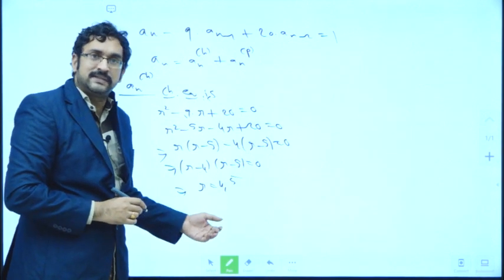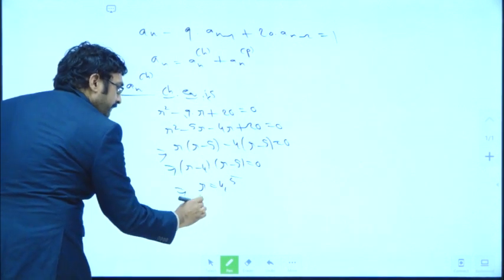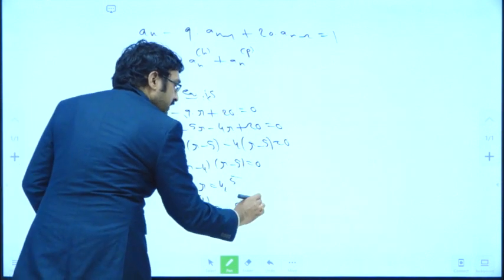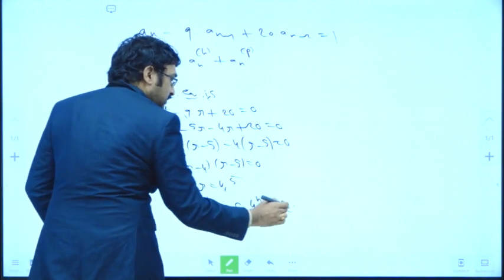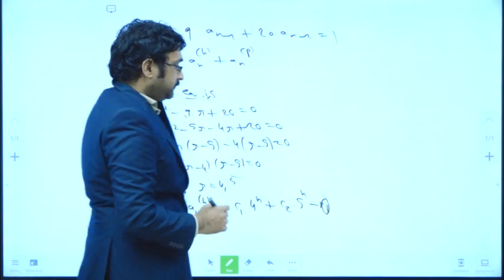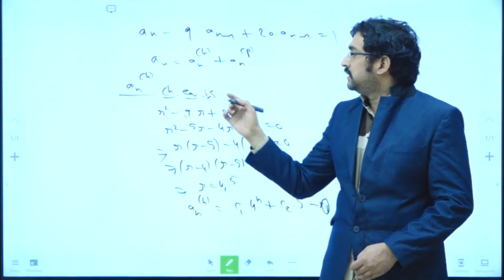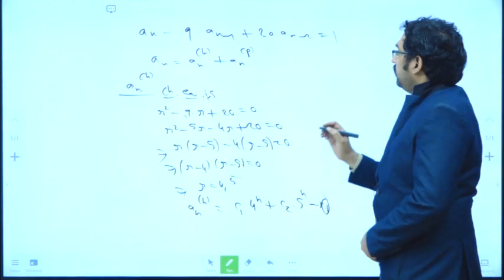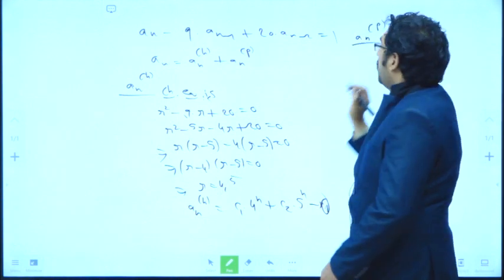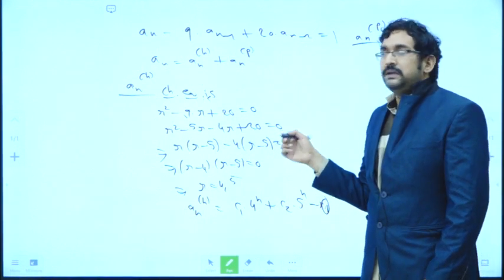So what might be the homogeneous solution? Then the homogeneous solution a_n^(h) will be some constant c1 into 4 power n plus some constant c2 into 5 power n. Assume it as equation 1. So first we have computed the homogeneous solution for the homogeneous part. Now we have to compute the particular solution, that is, we have to compute a_n^(p).